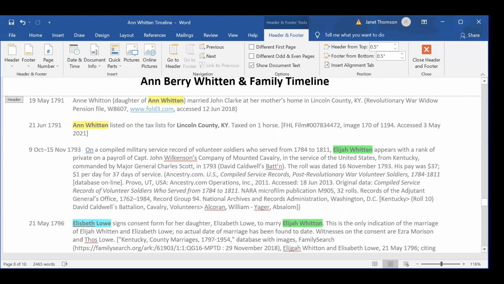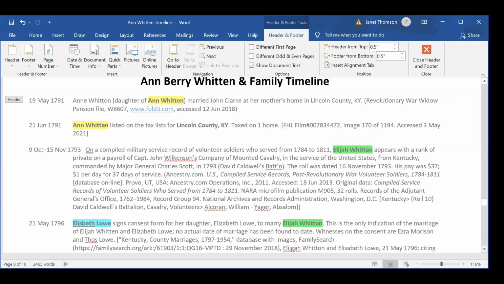Okay. But in May of 1791, Ann Witten, who is the daughter of Ann Witten, yeah, by then they've moved, yeah, they're in Lincoln County, Kentucky. But please remember, early on, the area that is called Kentucky was Virginia. And so you really need to look carefully at maps to see what it is that you're looking at and how those things are separated out. 1790s when.